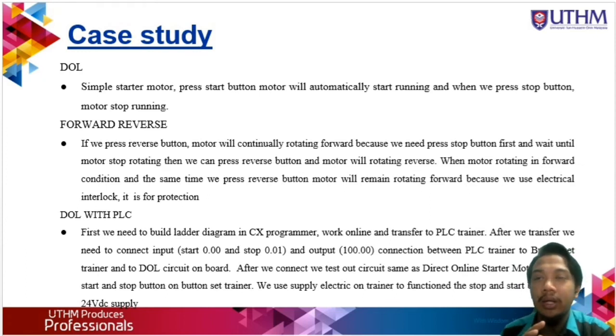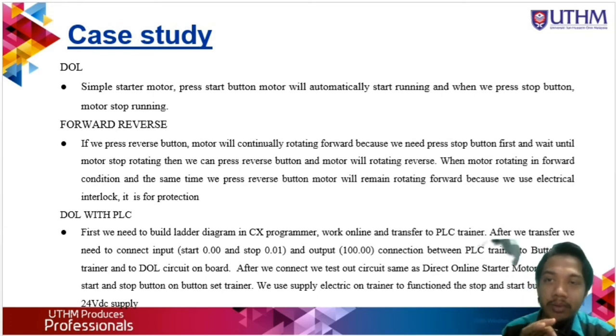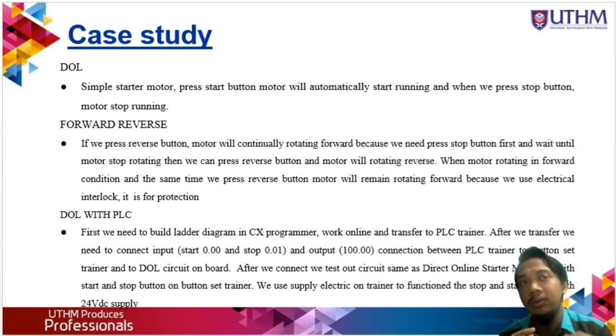After we connect our wire from the supply to the MCCB, we connect to the contactor R S T and U B W, and connect to the motor. The operation is, when we press the start button, the motor will run, and after we press the stop button, the motor will stop. And case study 2 is the forward reverse starter motor.